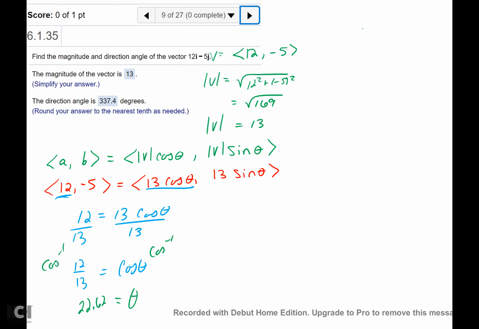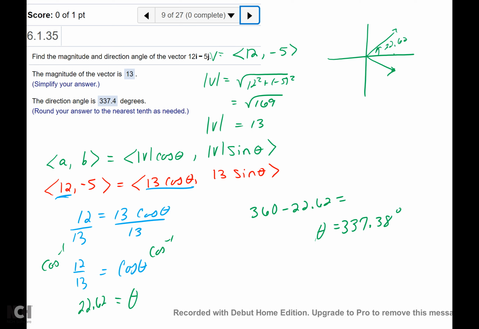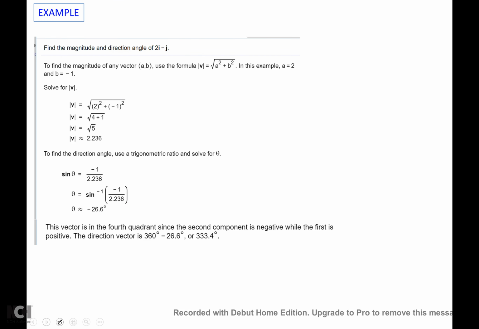Stop and see if it makes sense. My vector, 12 right, 5 down, would be in quadrant 4. 22.62 degrees is in quadrant 1. So, to get it into quadrant 4, we take 360 and subtract 22.62, which gives me a theta of 337.38 degrees. Basically, this is your 22.62, so there you go. Alright, so that one's just an example.